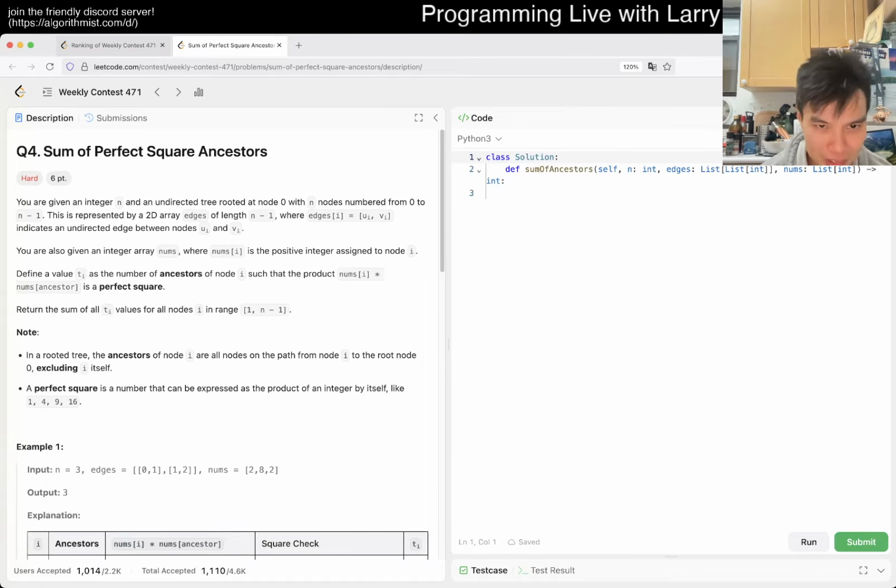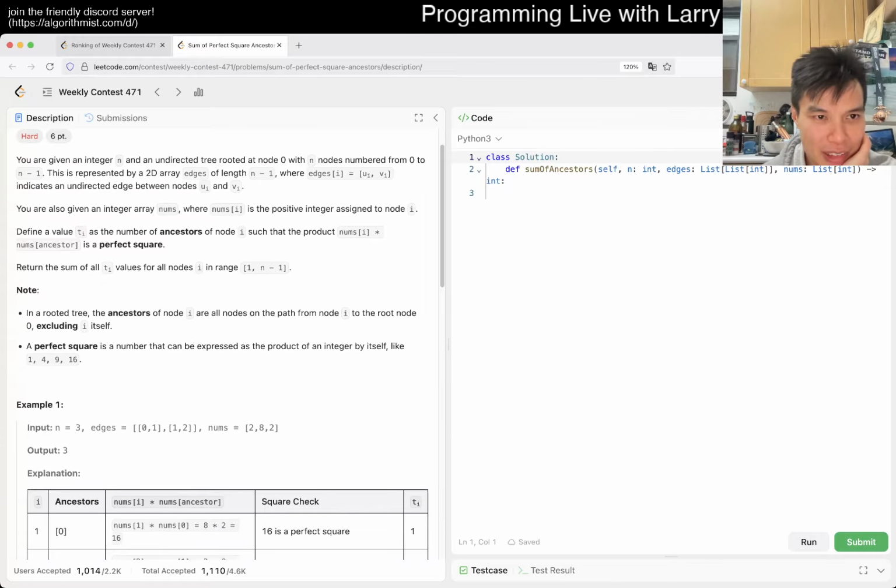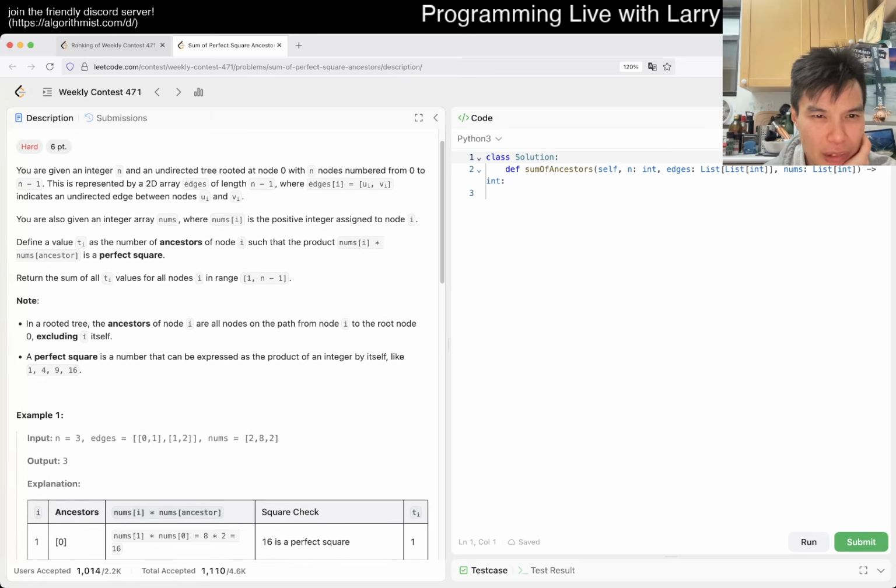You're given an integer array where nums[i] is positive. Okay, so we have nodes, we have edges, and you have some value associated. Define t[i] such that the product nums[i] times the number of ancestors is a perfect square. Oh, it's a tree rooted. Okay. It's a rooted tree. The number of ancestors, with the product, is a perfect square. t[i] is the number of ancestors of node i, and then the sum of all of them. Okay.